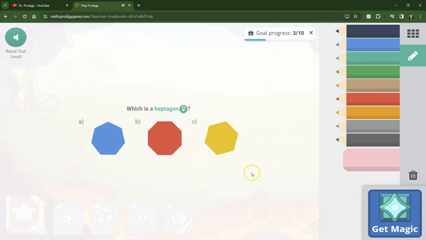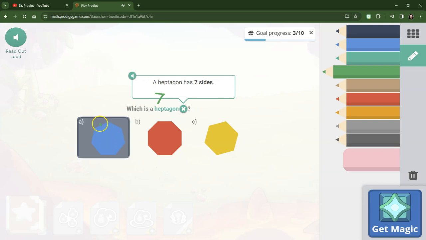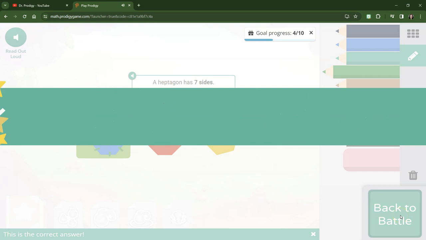Looks like we got another question. Which is a heptagon? Remember, a heptagon has seven sides. So here we have 1, 2, 3, 4, 5, 6, 7. So A is a heptagon.